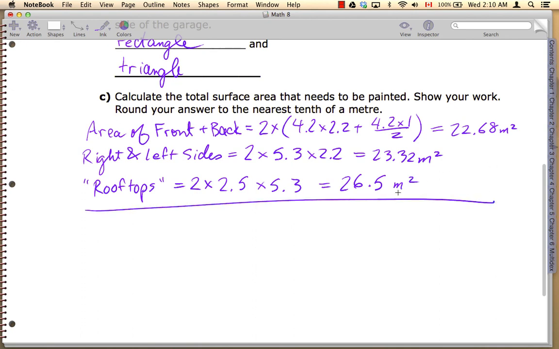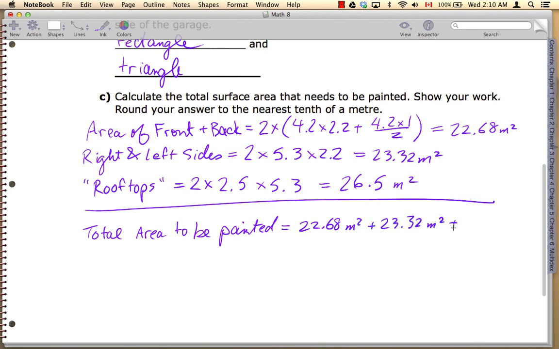To figure out the total area to be painted, what we need to do is add up all these things. So we're taking the 22.68 square meters and we're adding on the 23.32 square meters and we're adding on the 26.5 square meters, and that will give us a total of 72.5 square meters.